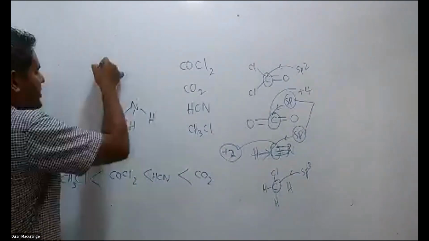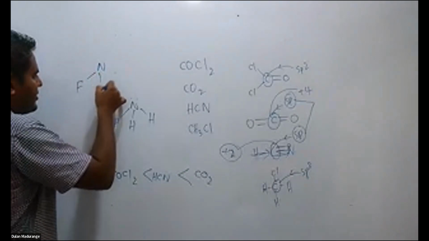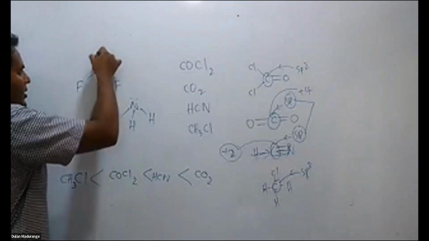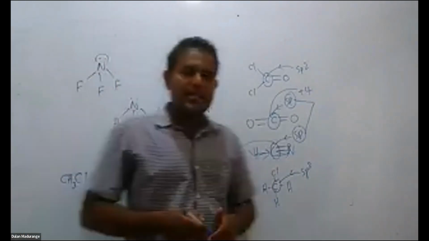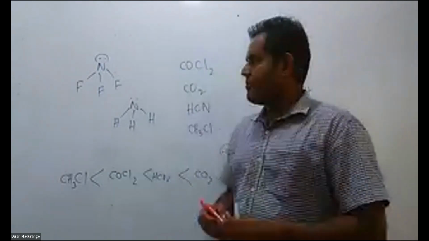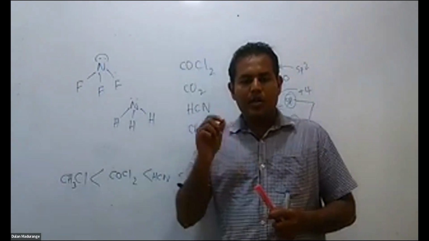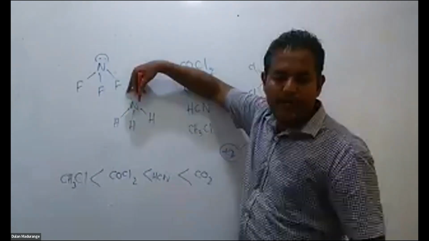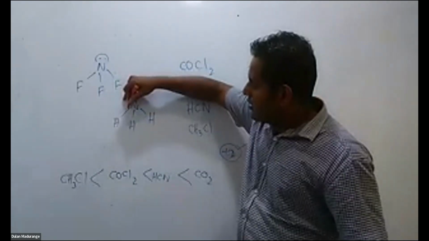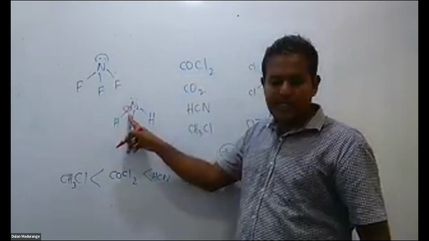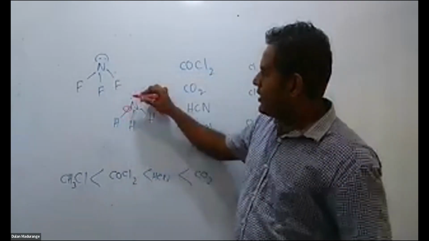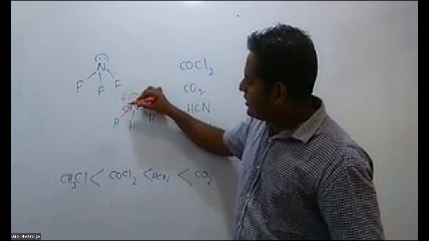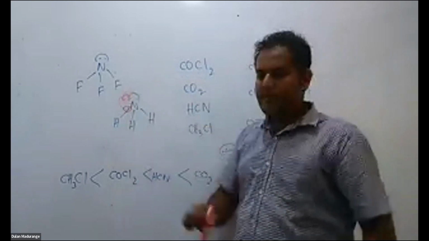This is NF3. So when you focus on the bond angle, just focus only on one thing, the repulsion between lone pairs and bond pairs. Now see here, you know nitrogen is more electronegative than hydrogen. These electrons are very close to nitrogen. Is it clear? So when this lone pair is trying to repel, this lone pair is also willing to repel.